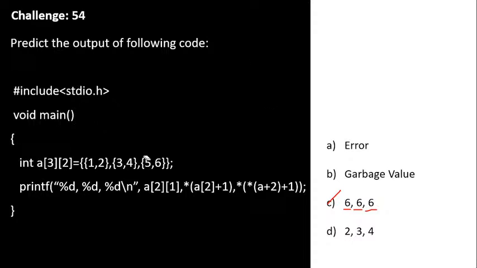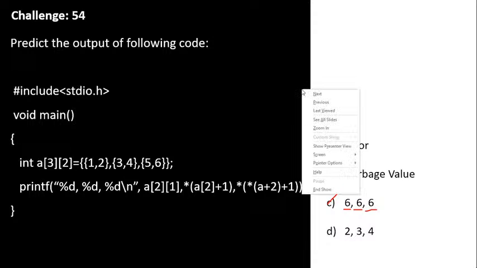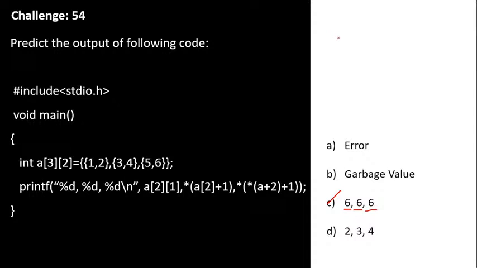The given array is of row size 3, column size 2, correct? So row size is 3, so the first two values go to the first row, so 1 and 2. Then the second two values will go to the second row, and then it will be 5, 6.